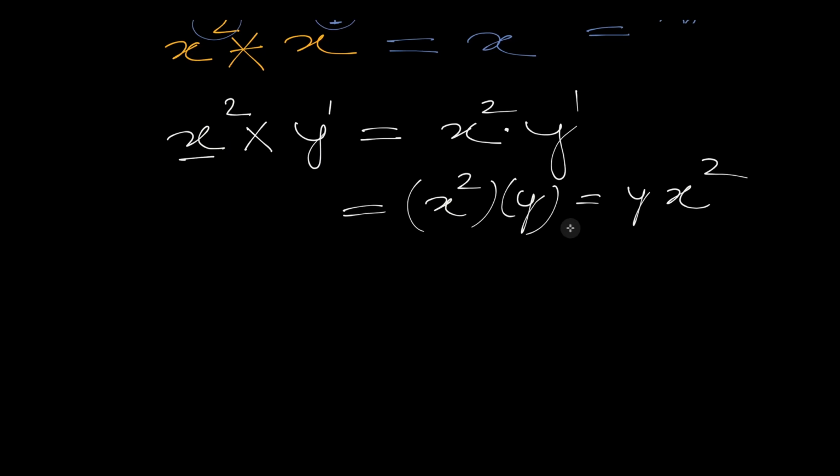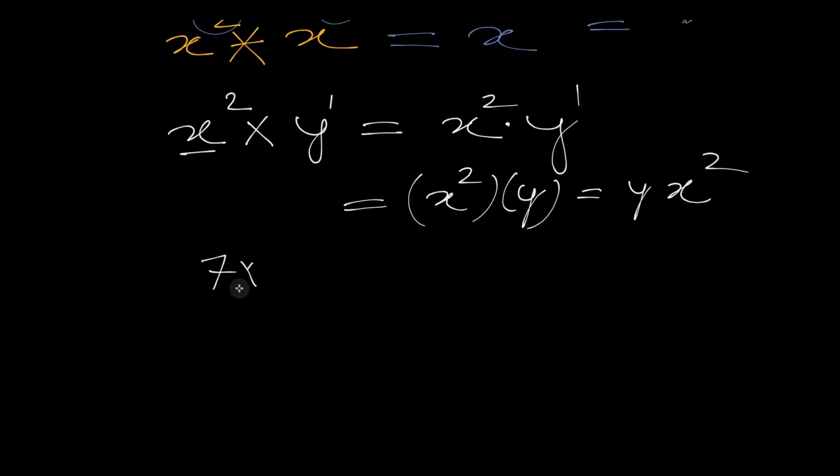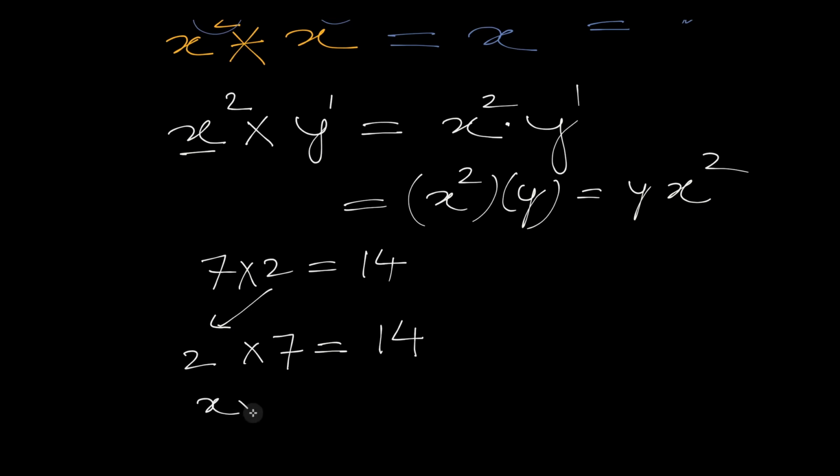For example, let's consider 7 into 2, which is actually 14, but we can write 2 here as 2 into 7. Again it is same. So we can say x into y is equal to y into x. This is the core concept. Always it is going to be utilized while solving any of the algebraic equations.